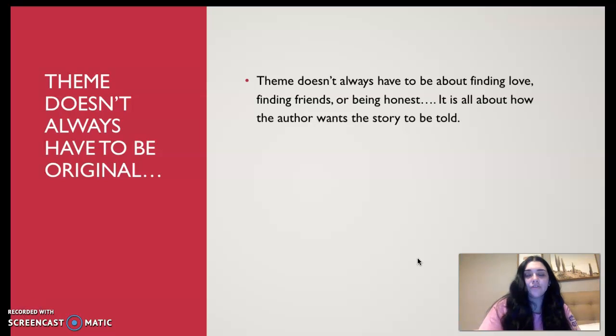I think this is also a really important thing to touch on, that theme doesn't always have to be original. So when you're looking for theme, it's not always going to be about finding love or finding friends or being honest. Sometimes it can be really difficult themes that you're not seeing as being as original as all these other things that are listed. It's about how the author wants the story to be told. So some themes are going to be a little bit more difficult to understand or find, especially as you get into higher level reading. There's going to be a lot more difficult things to understand when trying to find the theme.